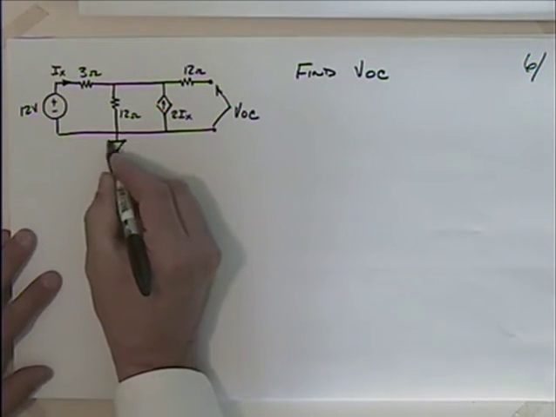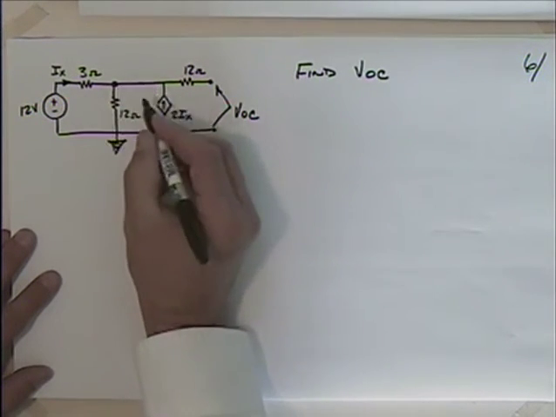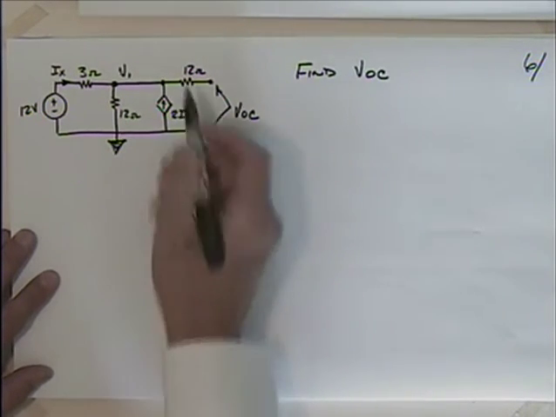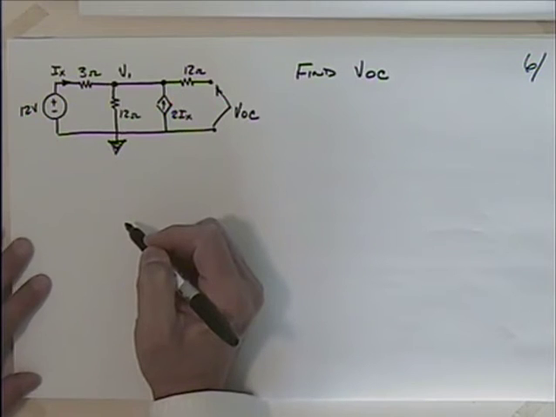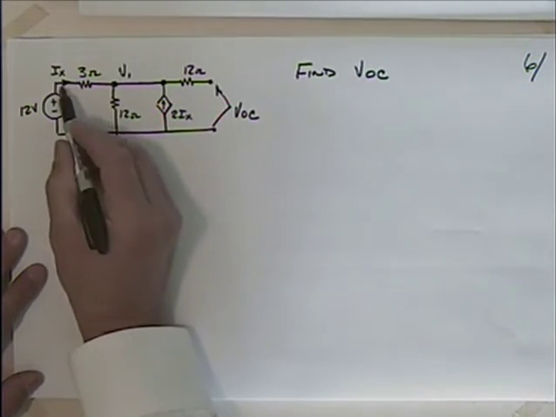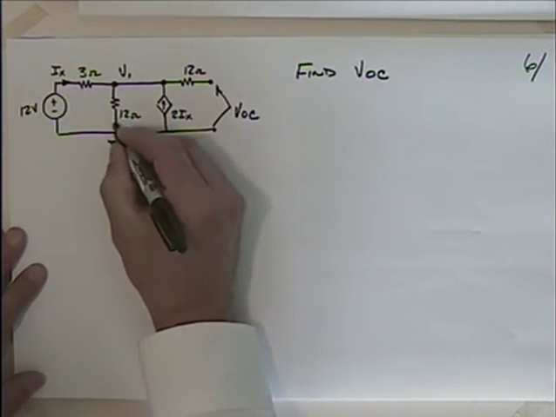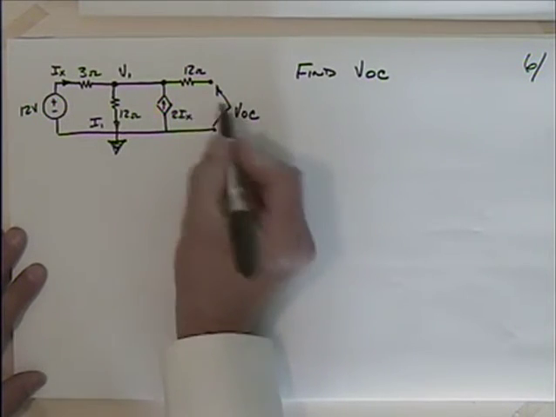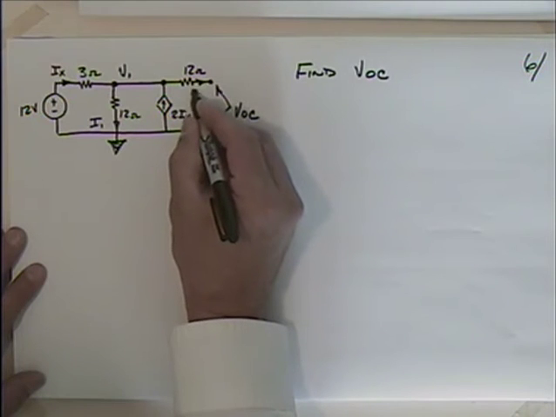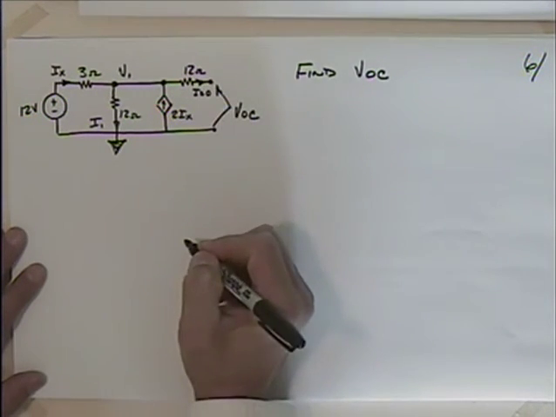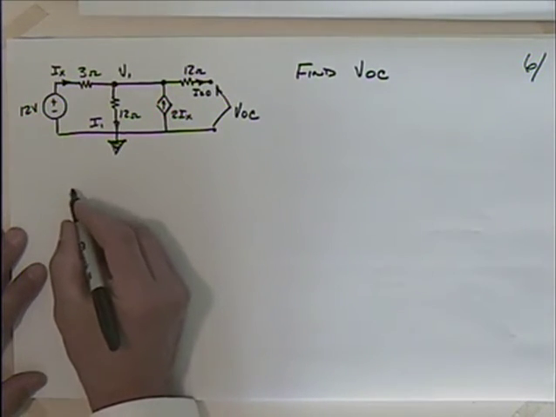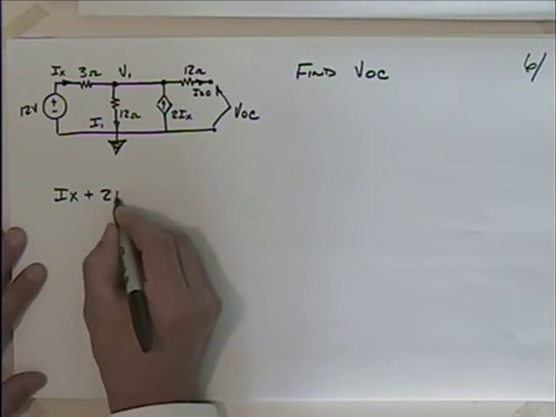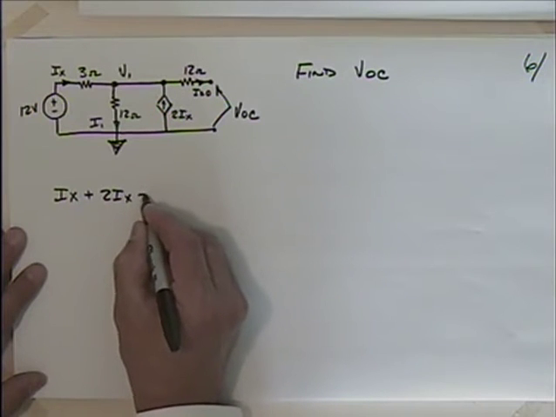Well, let's see, I think I'll use node analysis. We'll put a voltage, we'll say this is V1, which is going to be the same as that voltage there. And we've got a current here, IX. Why don't I put a current here? I'll say this is I1. I've got 2IX. We know that this current here is going to be 0, isn't it, if that's open. So I should be able to say that IX plus 2IX is equal to I1.